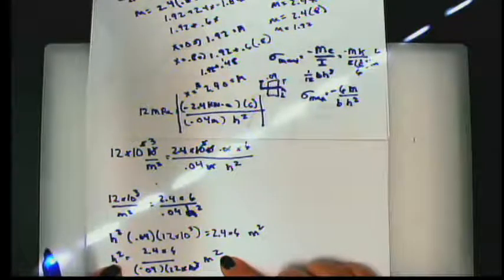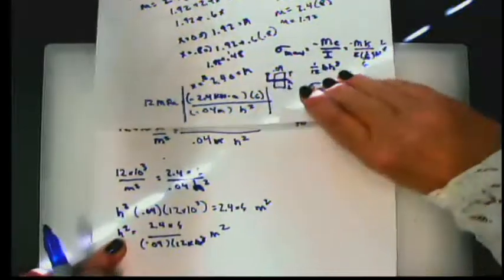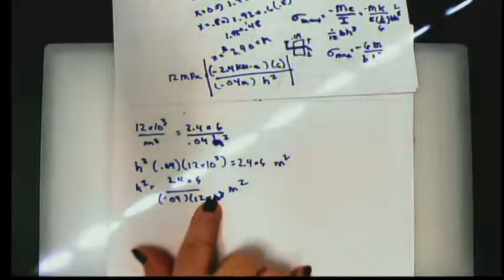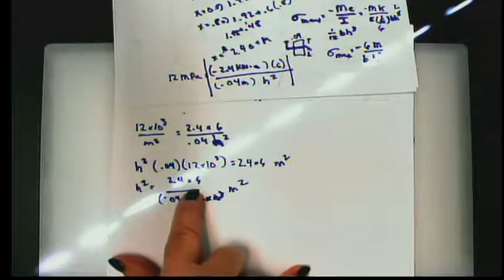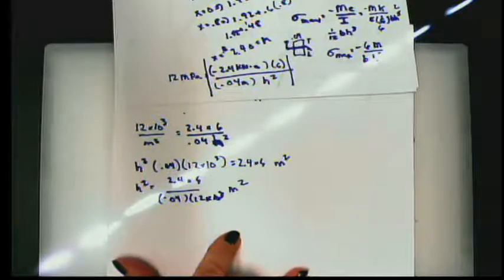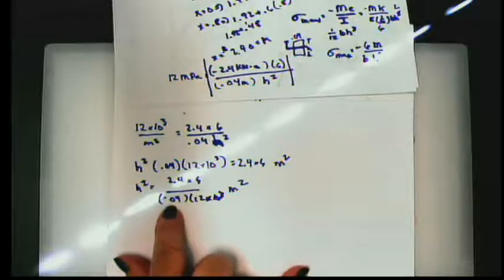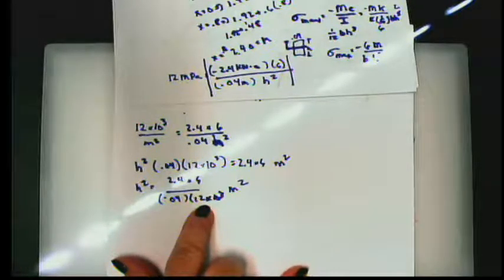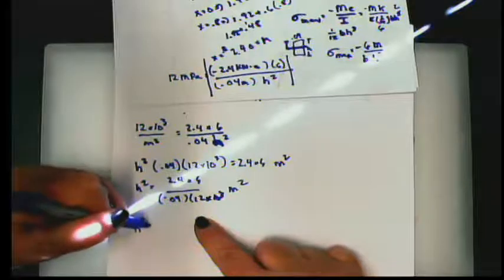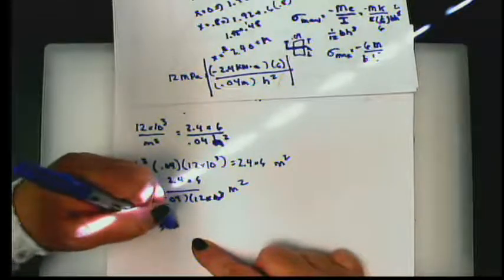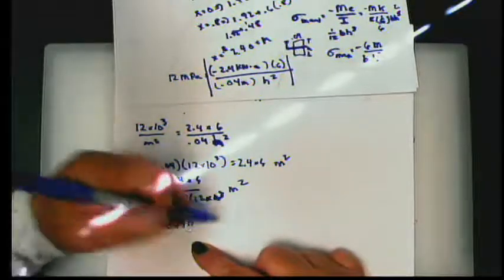Height squared in meters squared, good units so far. All right, so let's do the numbers. 2.4 times 6 divided by 0.04 divided by 12 times 10 to the 3rd, so I get h squared equals 30 times 10 to the minus 3rd meters squared.